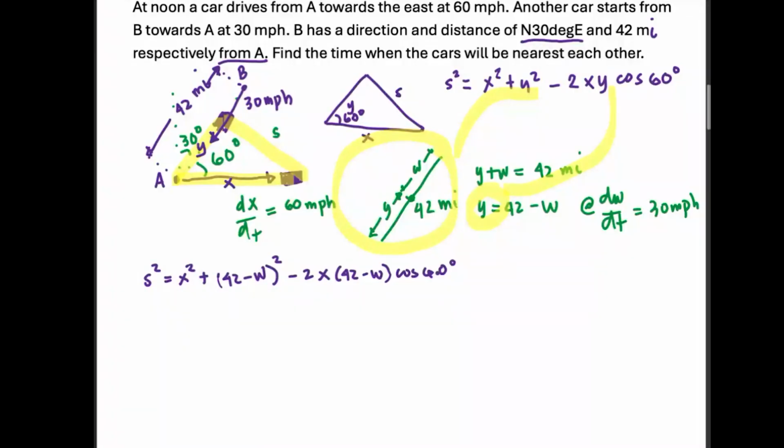Yeah, yan na yung new equation natin. So once we derive it, we'll have the value for dx over dt, we have the value for dw over dt, and then we'll solve for x and then w later on. So let's expand this first. 42.